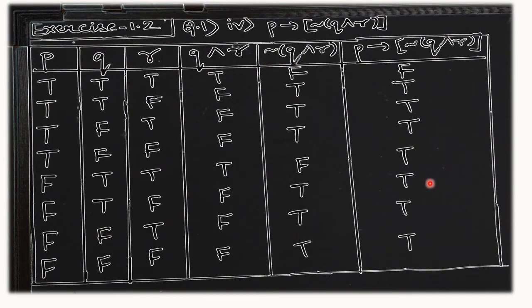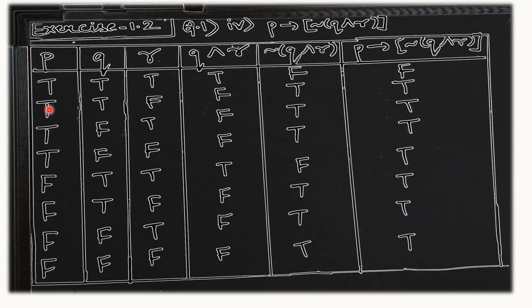Here we go. So this is the fourth sub question in question number 1. It is P implies negation of Q and R. So first write P, Q, R. Then we find this smaller bracket in the table, then include negation of that small bracket, and then include the larger bracket, that is negation of it. And then comes P implies that bracket.